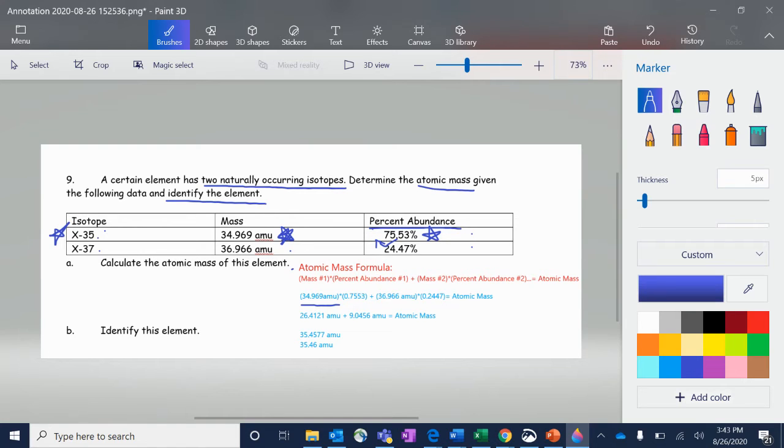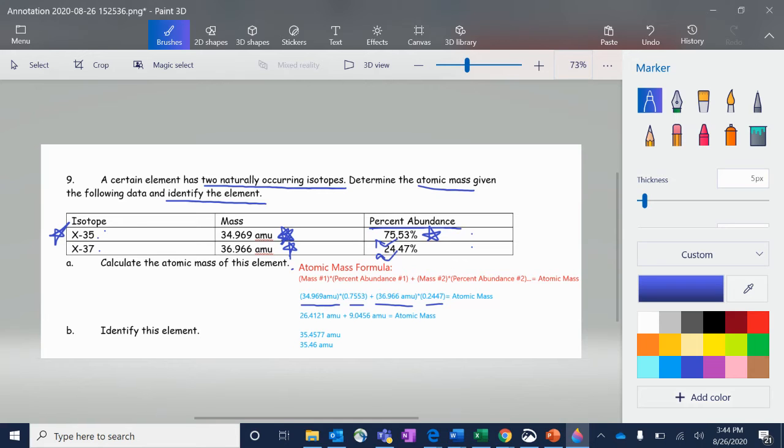And we go from 75.53% to 0.7553. Then we're going to plug in the values for our second mass. So this mass here, again, we're going to move the decimal point over. So we have 36.966 AMU multiplied by 0.2447.